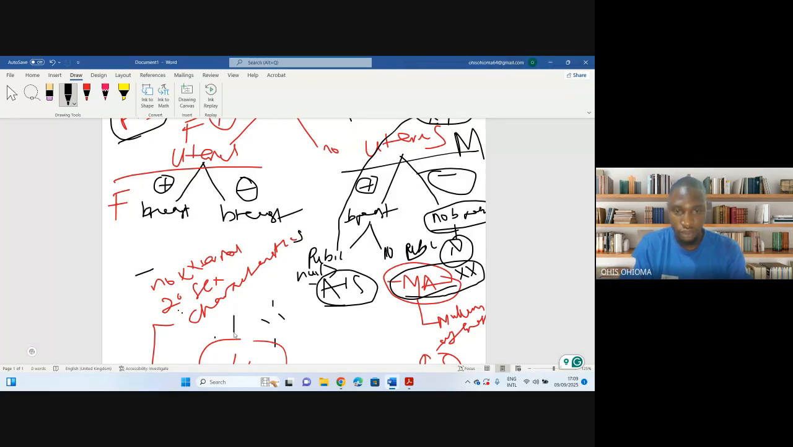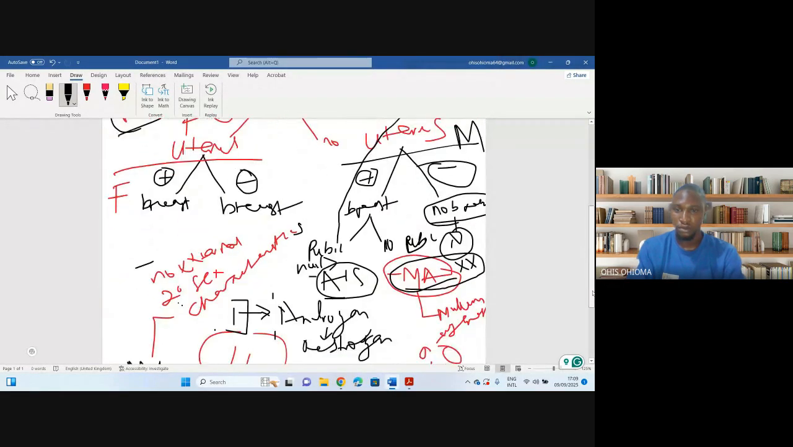Because the testosterone receptors do not respond to androgens, all the androgens will be converted to estrogen. So there'll be a high level of estrogen in this patient. That's what accounts for the breast.